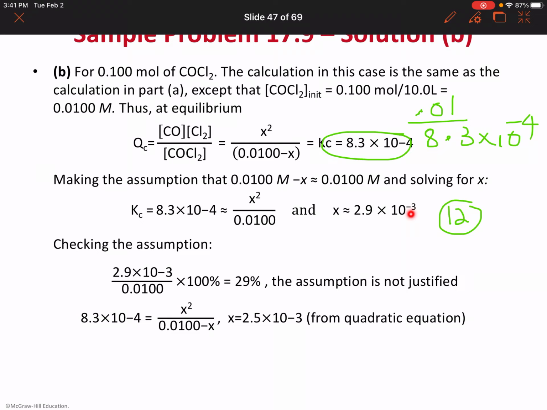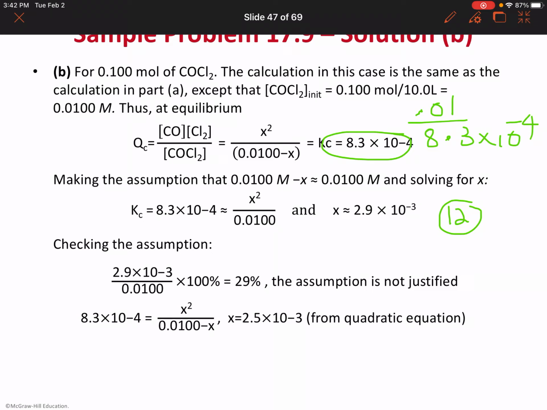Now if you try to find out whether it is going to be more than 5% or less than 5%, this x is the change, 2.9 into 10 to the negative 3, over initial concentration 0.01, times 100. That is 29%. So the assumption is not justified. Okay, so we have to use the quadratic equation: 8.3 into 10 to the negative 4 equals x squared over 0.01 minus x.